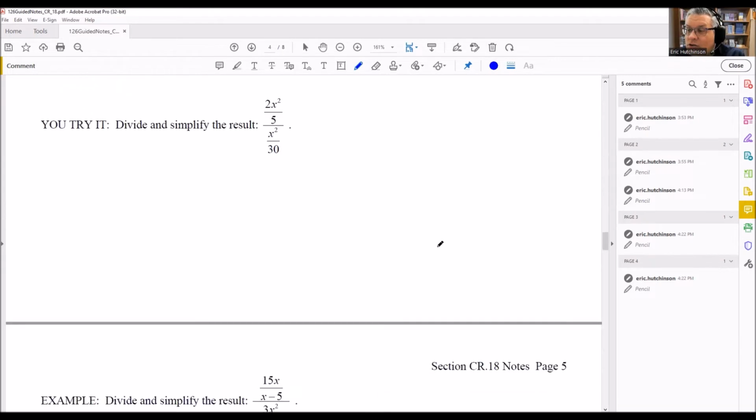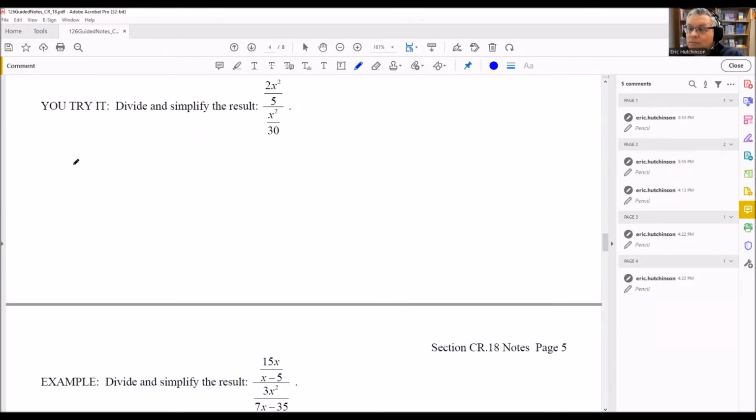Let's try another one doing the same process here. Take the top fraction, and we're going to multiply it by the reciprocal of the bottom fraction. So we're going to turn this into 30 over x squared. We can reduce this. 5 divided by 5 is 1, and 30 divided by 5 is 6. Then we can cancel out the x squares. And so we get 12 on top, 2 times 6. And the bottom, we just have 1. So we can just write our answer as 12.